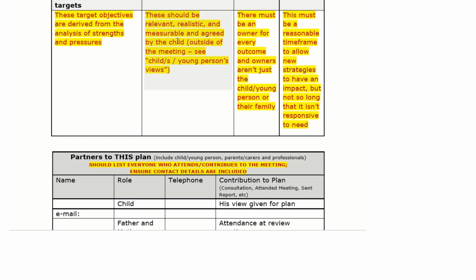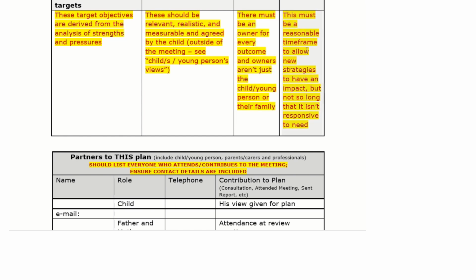How are these going to be met? We need to make it measurable. We need to make it realistic. It can't just be pie in the sky things. And who is going to oversee this? So somebody has to take ownership so that there's accountability in here. And it shouldn't always just be their family or carer. So it shouldn't be the carer and the parent all the time. So it should be a wider view and a wider picture of everyone contributing.